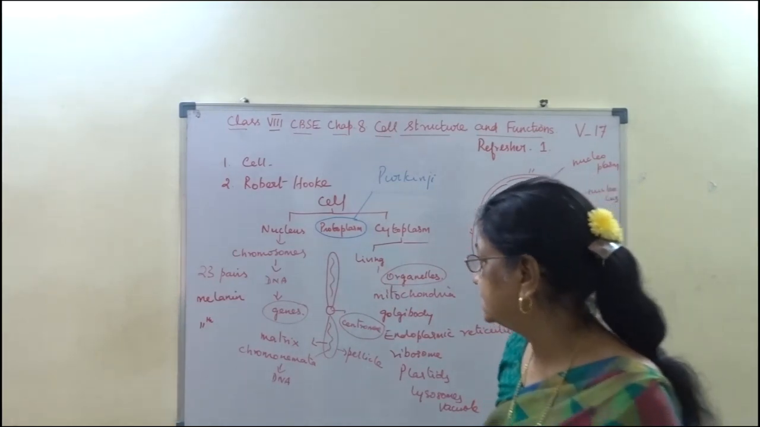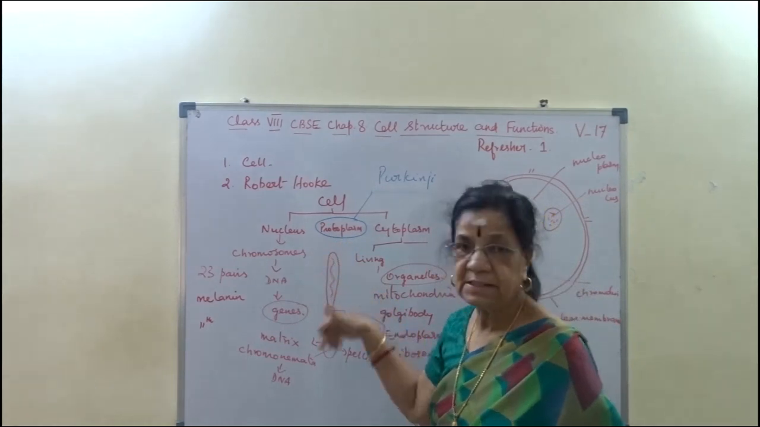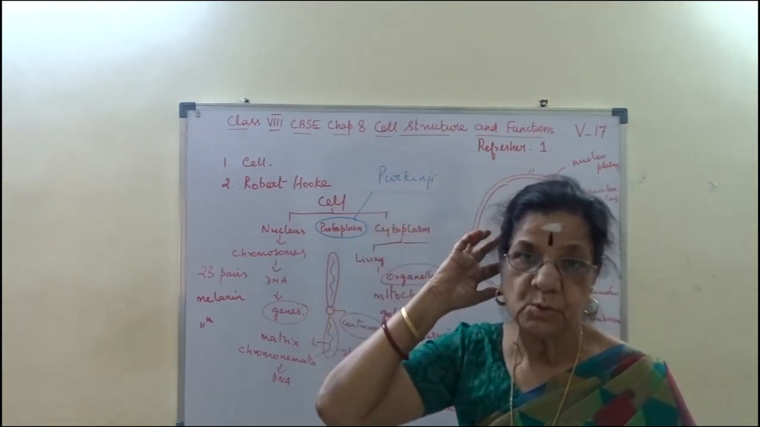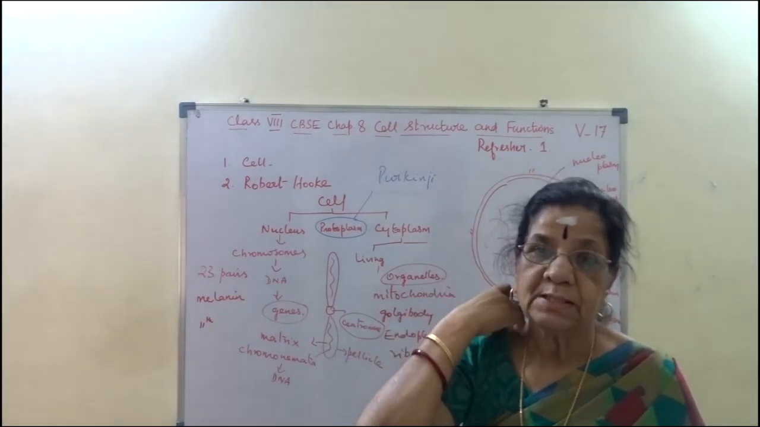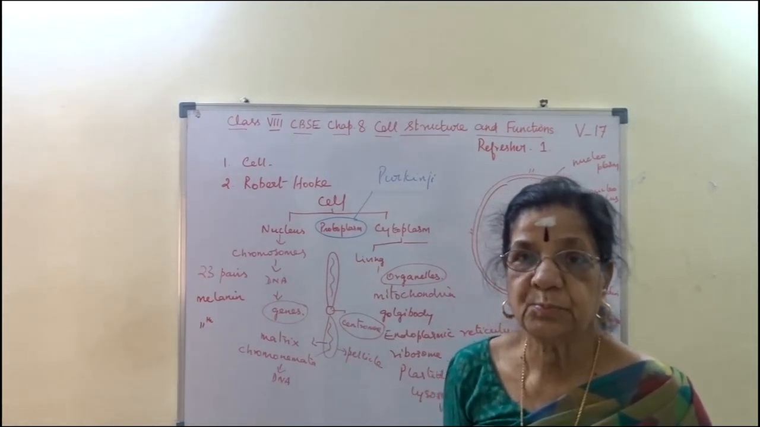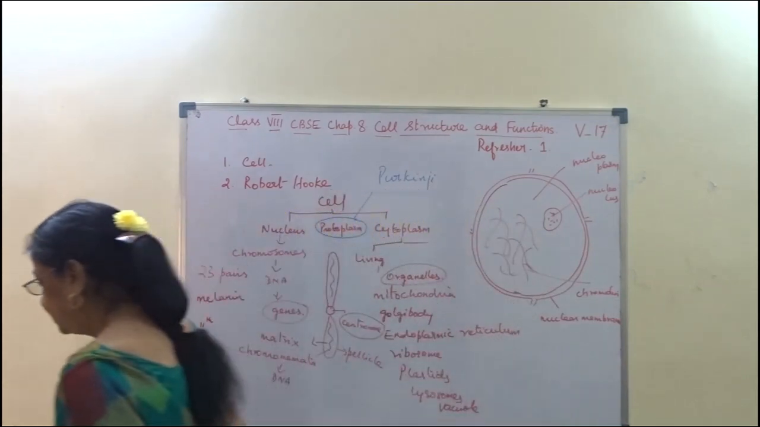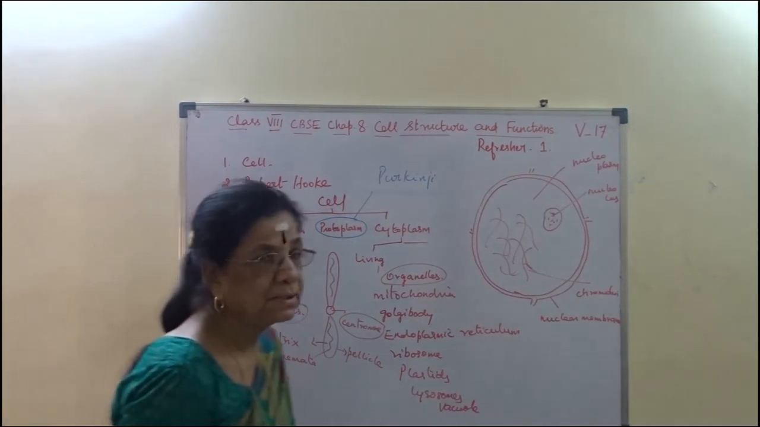And then, as I said, the chromosome has matter, DNA, genes. DNA is deoxyribonucleic acid. Deoxyribo sugar, and then it has nitrogenous bases as purine and pyrimidine. Purines are adenine and guanine. Pyrimidines are cytosine and thymine.